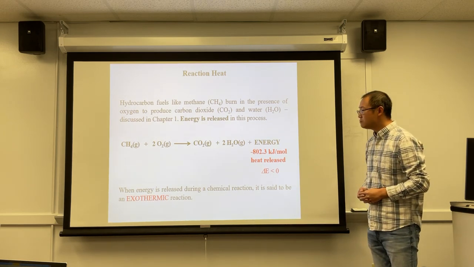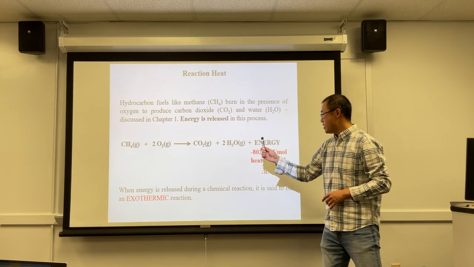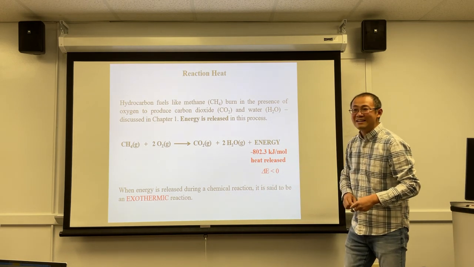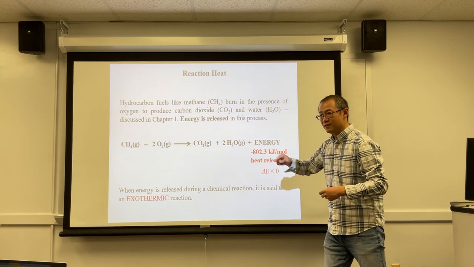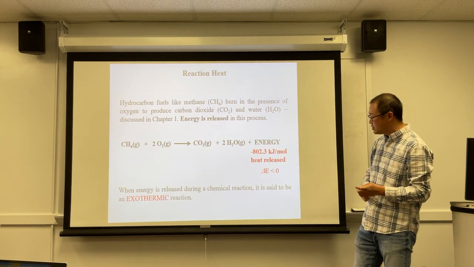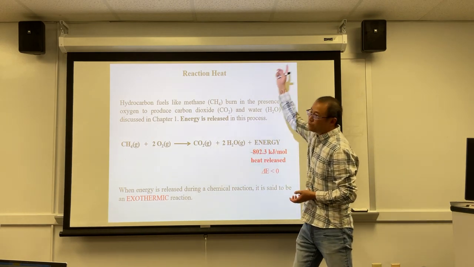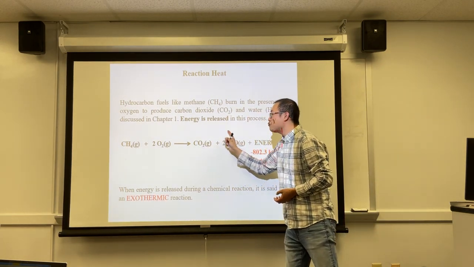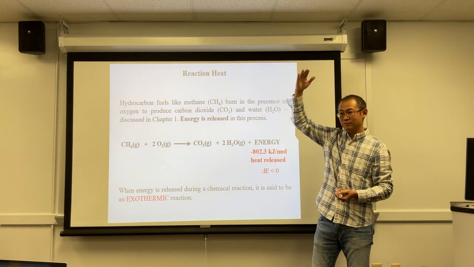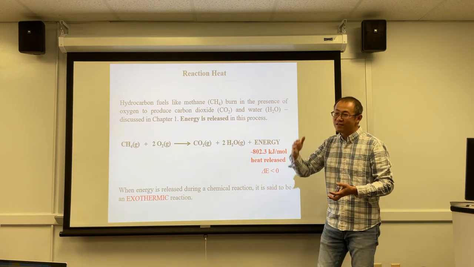In an exothermic reaction, the reaction heat, of course, in joules or kilojoules, will be assigned a negative sign. You can see that there's a negative sign. Meaning what? Meaning the energy change for these exothermic reactions is negative. Why negative? Because when energy is released, the final product energy will be lower than the starting material. Think about your bank account again. When you take money out, your final balance will be lower than the initial balance.